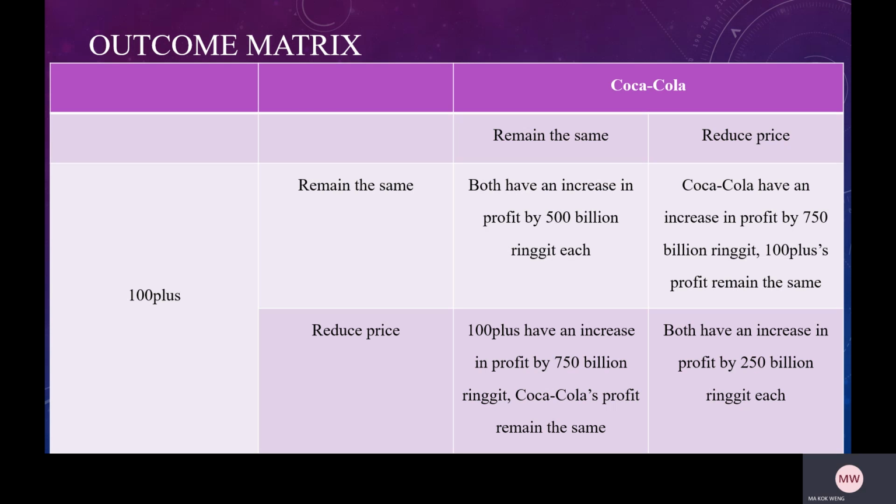If 100 Plus chooses to reduce their price and Coca-Cola chooses to remain the same strategy, 100 Plus will have an increase in profit by 750 billion ringgit and Coca-Cola profit will remain the same. If both 100 Plus and Coca-Cola choose to reduce their price, both of them will have an increase in profit by 250 billion ringgit each.